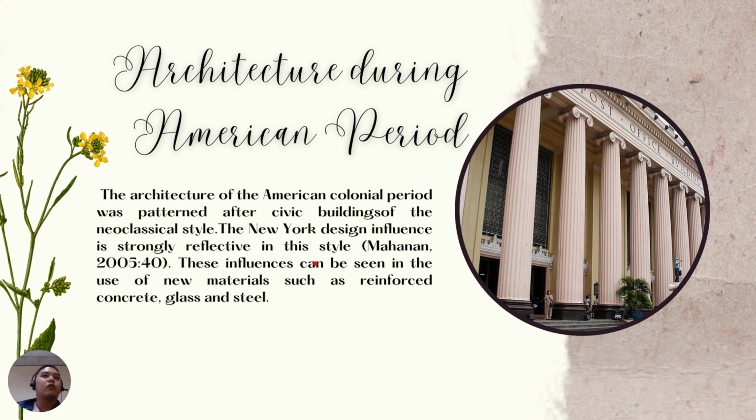We have architecture during the American period. The architecture of the American colonial period was patterned after civic buildings of the neoclassical style. The New York design influence is strongly reflected in this style, according to Mahanan in 2005. These influences can be seen in the use of new materials such as reinforced concrete, glass, and steel. As you can see in the picture, this is the Philippine Post Office. It was already burned down by fire just a month ago.